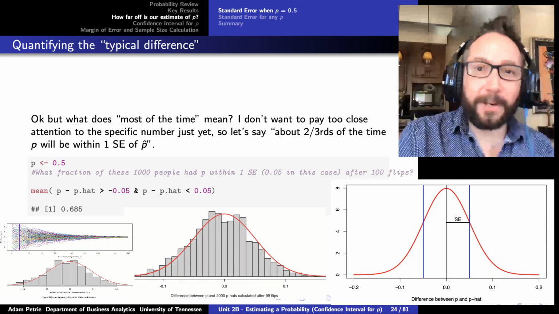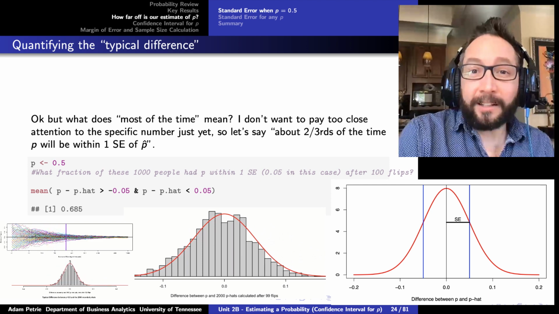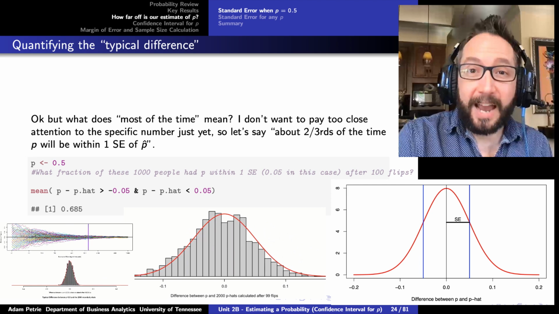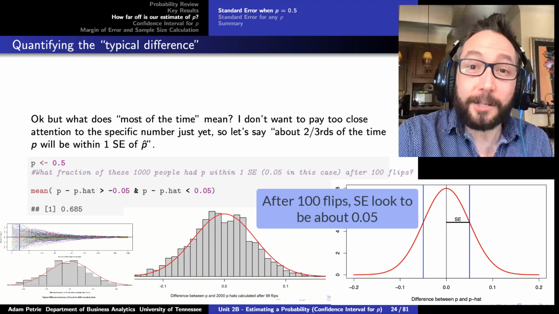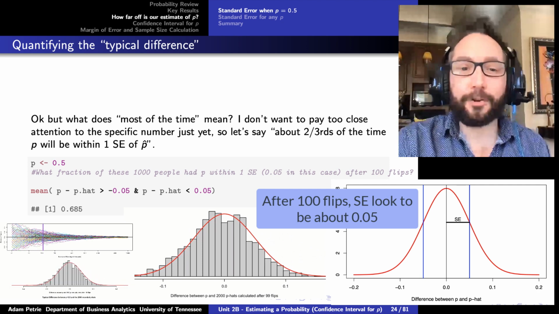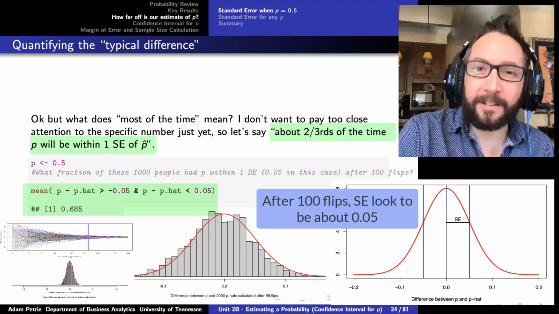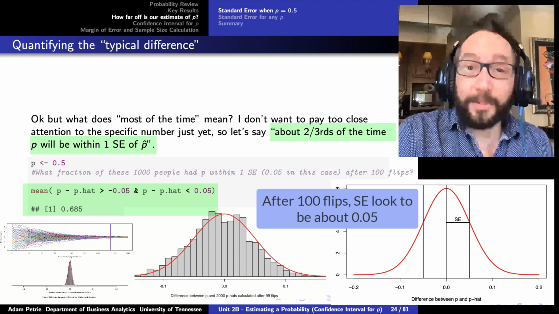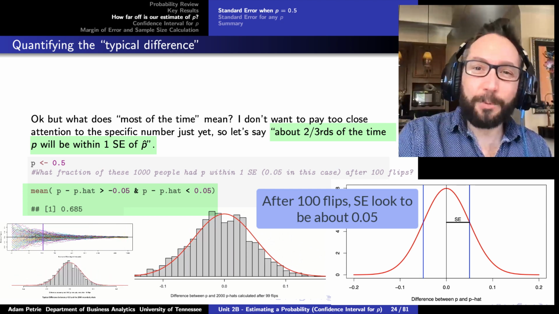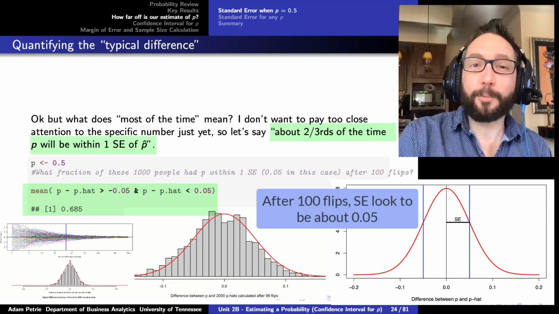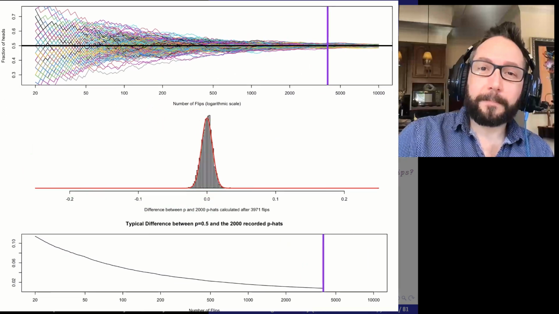Well, let's go and ask these intro stat students the values of the p-hats they've observed. Let's look to see what fraction of those p-hats that the students recorded are actually within 1 standard error, that distance between the peak of that bell curve and the inflection point. And what we find is that about 2/3, about 68% or so of those p-hats are within 1 standard error of the true value of p, 50% in this case. And so that's what we mean by, most of the p-hats that we'll record are going to be within 1 standard error of the true value of p.